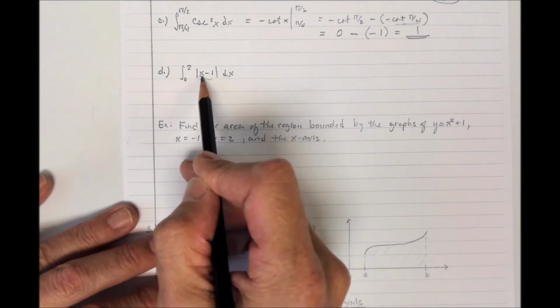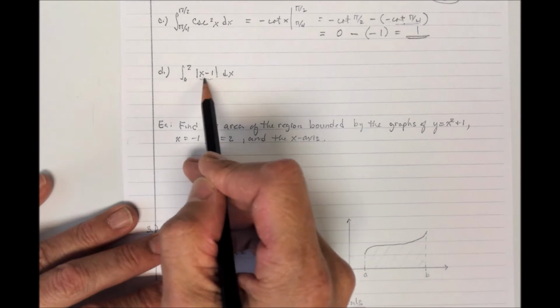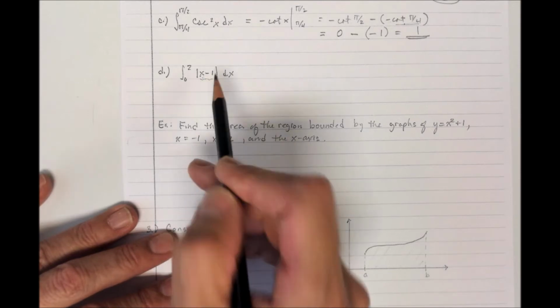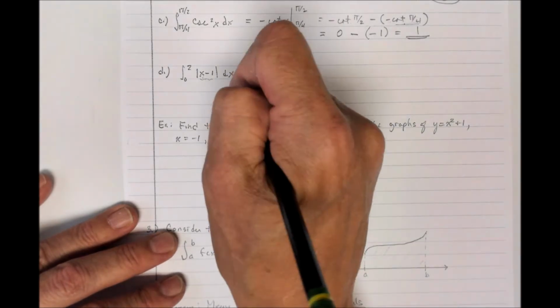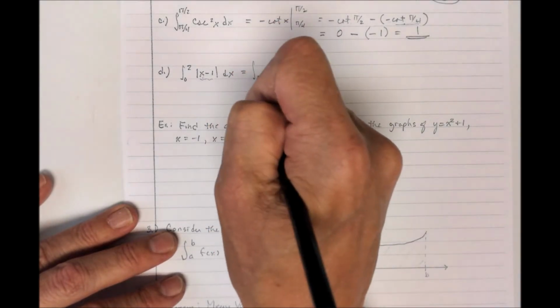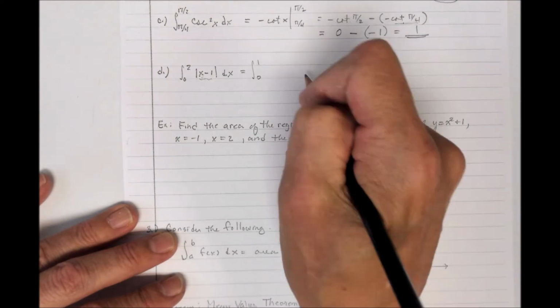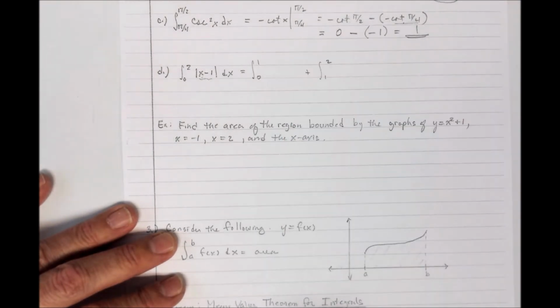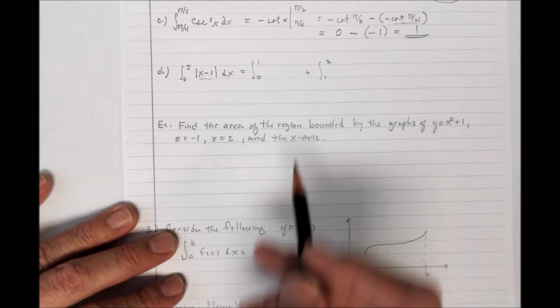If I put in anything bigger than 1, then this is positive. If I put anything smaller than 1, then this is negative. And with the absolute value, it's got to be positive. So I'm going to break this apart into two integrals, from 0 to 1, that's where it would be negative, and from 1 to 2. And this is the additive integral theorem that we had before.